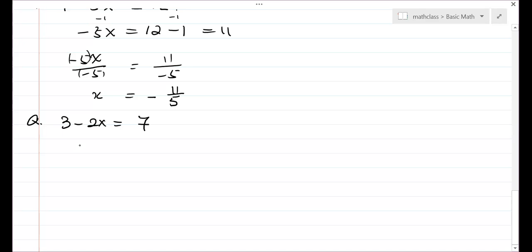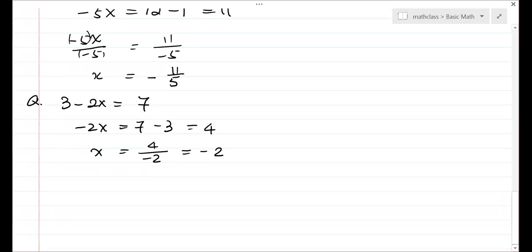Okay, so negative 2x equals 7 minus 3, which is 4. Then you divide both sides by -2. Then you get 4 over -2, that will be -2. All right, so this is our one.